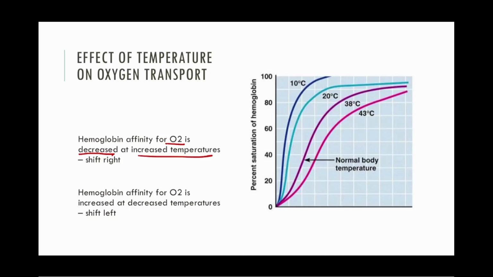Helps. Why does it help unloading of oxygen? As your temperature goes up, you get warmer, you decrease the affinity for hemoglobin and oxygen, so oxygen can get off easier to go into your tissues, so you can do whatever you've got to do. Conversely, the colder you get, the higher the affinity.